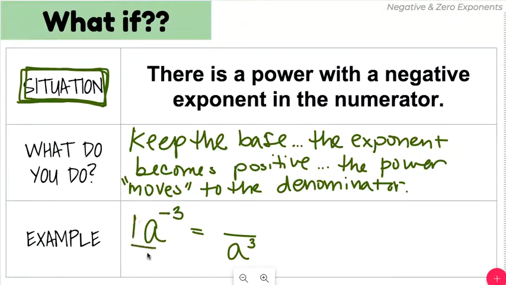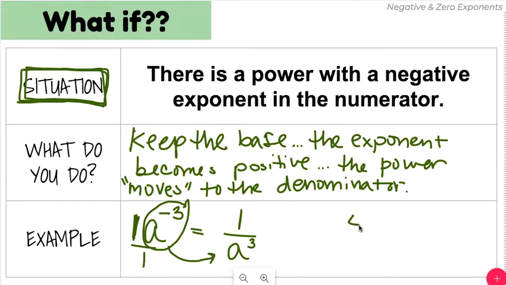If I were to force a fraction and put a coefficient of 1, this power is the problem. So that power goes to the denominator. That leaves me with a 1 here, and that's my numerator. You only move the part of the expression that has the negative power or the negative exponent.